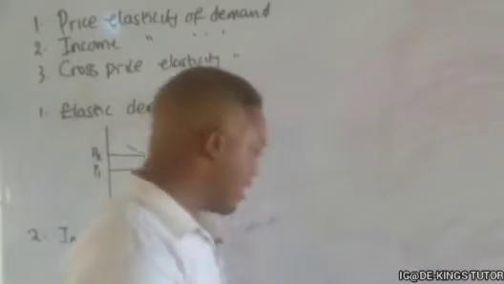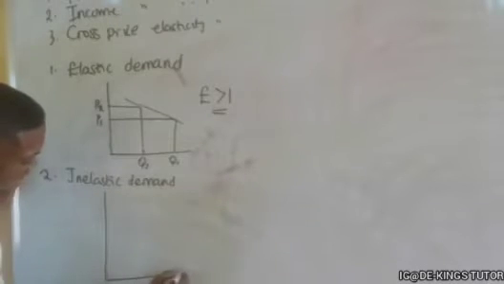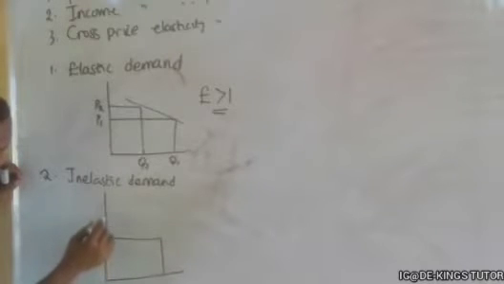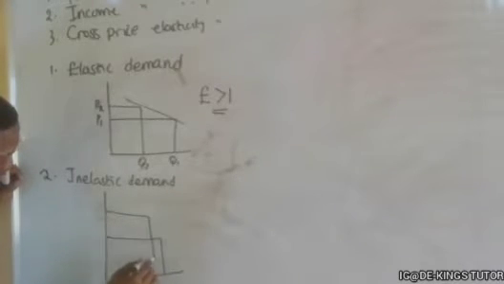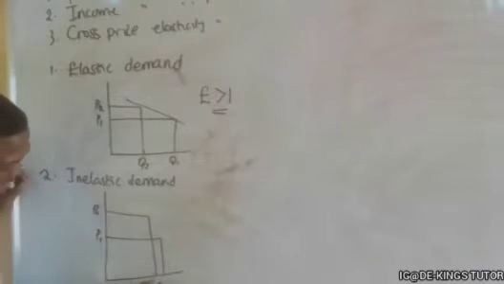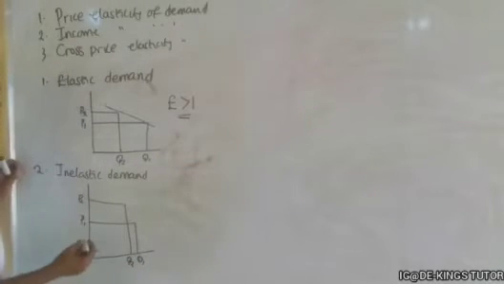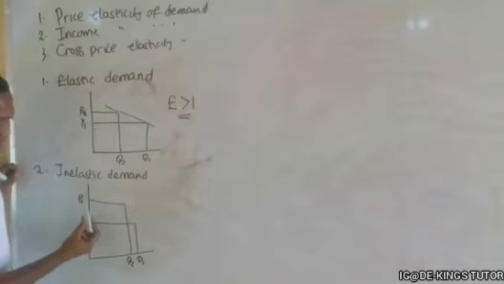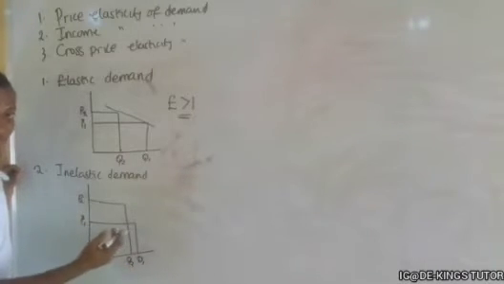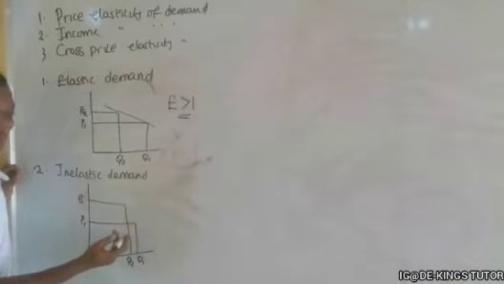For instance, if we have this graphically, this is P1, this is P2, this is Q1, and this is Q2. If you check here, you see the difference between the prices is large, but the difference between the quantities purchased is minimal. So a greater change in price leads to a slight change in quantity demanded.